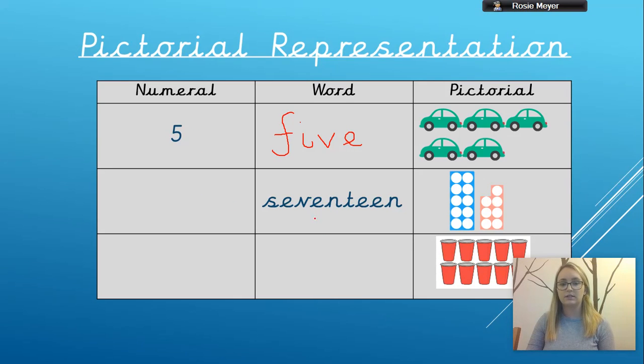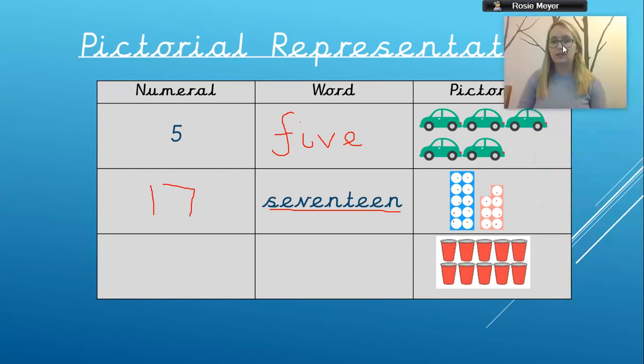Then we're looking at the next part of the table. This time we've got the written word and the pictorial that's helping us. We can see here, if we counted the dots, we've got 1, 2, 3, 4, 5, 6, 7, 8, 9, 10. So the first one was 10. Let's count the second one. 1, 2, 3, 4, 5, 6, 7. So 10 and 7 more is 17. That's what this says here, 17. And we know the numeral number for 17 is a 1 and a 7.